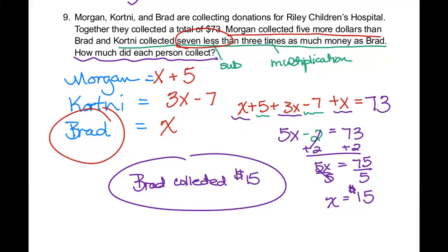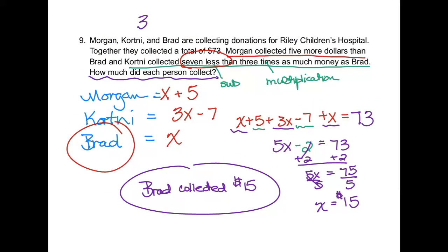Is that all I need? No. So if you don't answer each problem, you're going to get some points taken off. It says how much did each person collect? So x is equal to 15. What about Morgan? How much did she collect? 20. That's 15 plus 5, which is $20. And how about good old Courtney? That would be 3 times 15, which is 45 minus 7, 38.